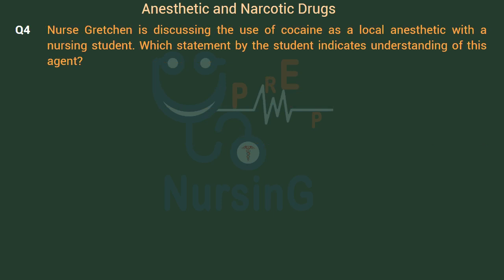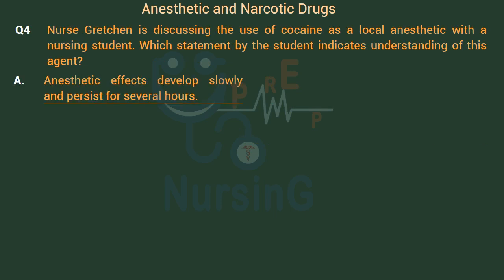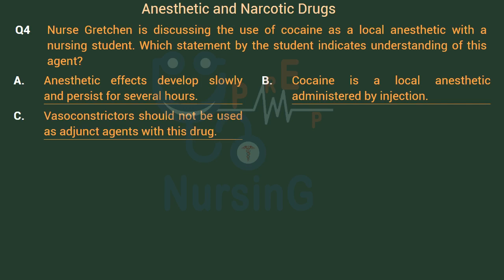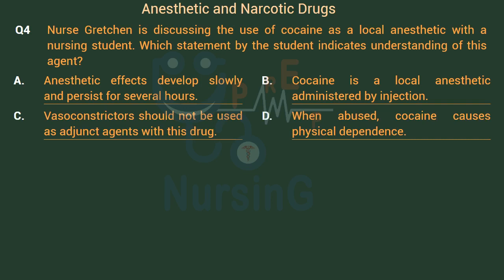Nurse Gretchen is discussing the use of cocaine as a local anesthetic with a nursing student. Which statement by the student indicates understanding of this agent? Option A. Anesthetic effects develop slowly and persist for several hours. Option B. Cocaine is a local anesthetic administered by injection. Option C. Vasoconstrictors should not be used as adjunct agents with this drug. Option D. When abused, cocaine causes physical dependence. Right answer is Option C.